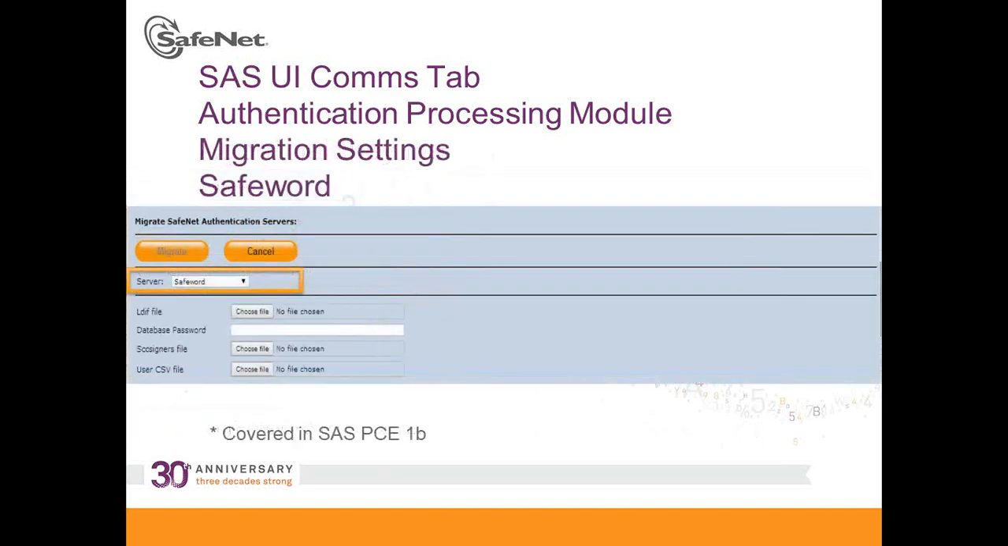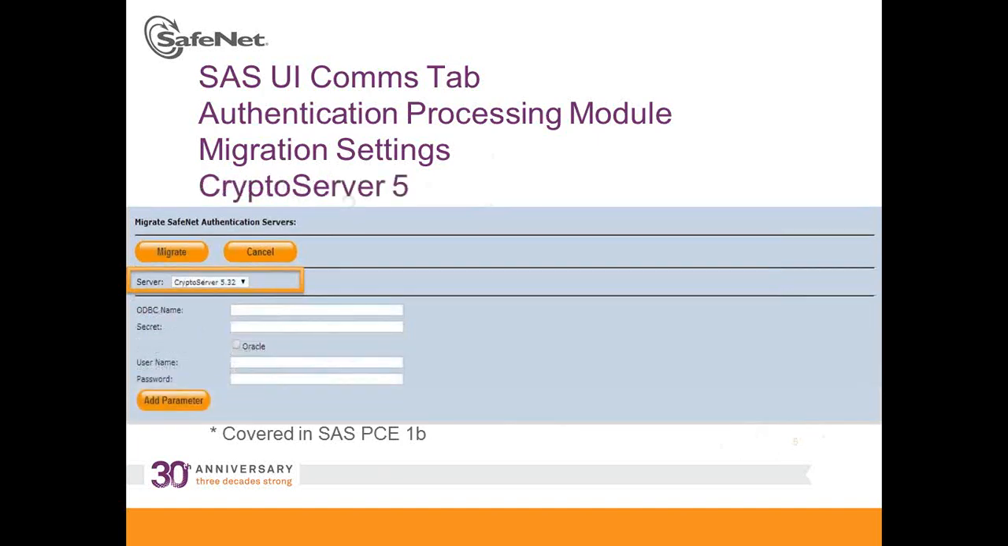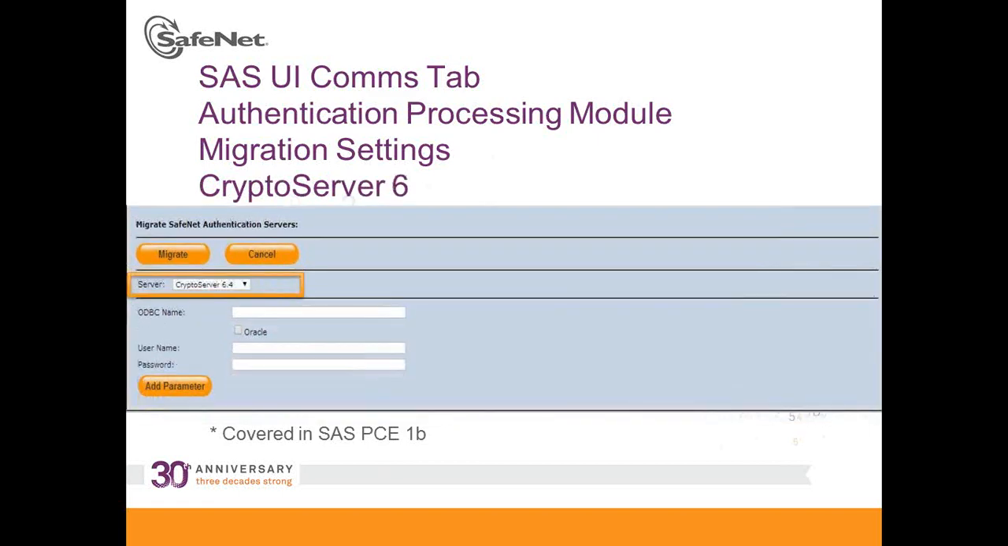Under the Comms tab, we have some settings for migration. So we have some settings here for migrating from SafeWord to SAS, from Crypto Server version 5 to SAS, and from Crypto Server version 6 to SAS. Now, on the sessions that we're doing on Thursday, we will be covering migrations from SafeWord, from CryptoShield, even from Black Shield. We will be reviewing the migration process.